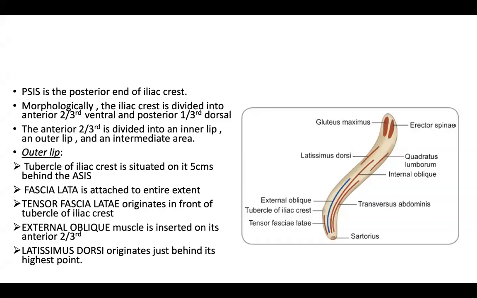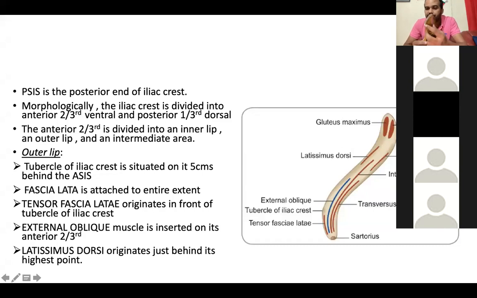Now what is this outer lip? This is the outer lip. On this outer lip, there is the tubercle of the iliac crest, situated 5 centimeters behind the anterior superior iliac spine. So this is the anterior superior iliac spine, yes or no?